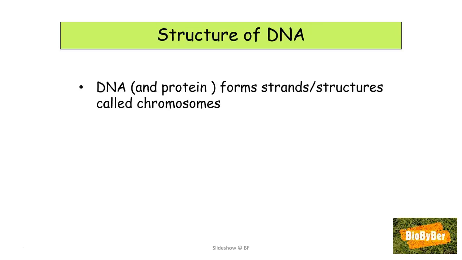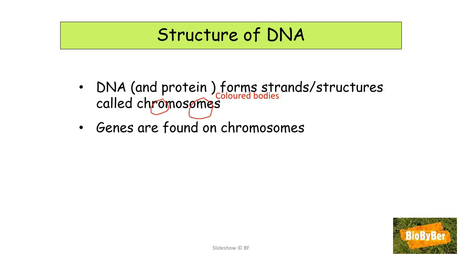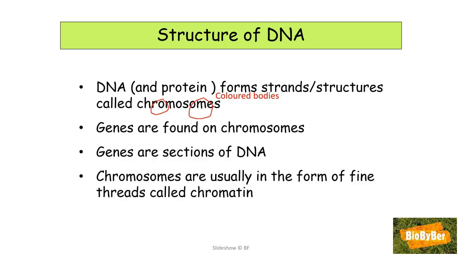So in a nutshell, the structure of DNA is that DNA and protein forms strands or structures called chromosomes. These are visible, coloured bodies. Chromo means coloured, some means body, like somebody. Get it? Genes are found on chromosomes. Genes are actually sections of DNA, and chromosomes are usually in the form of fine threads called chromatin, which are invisible.